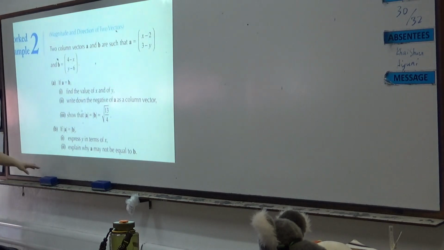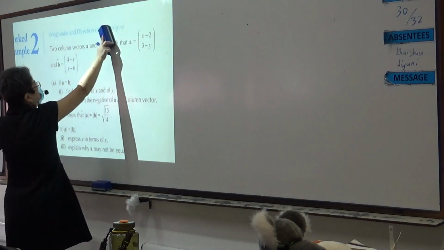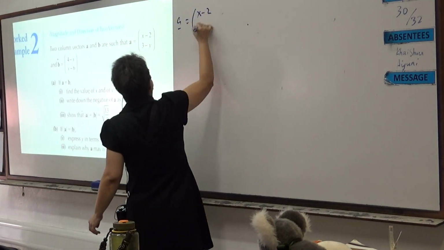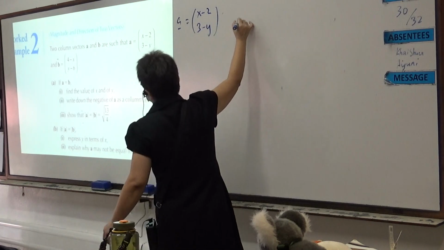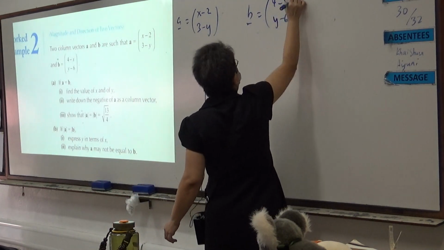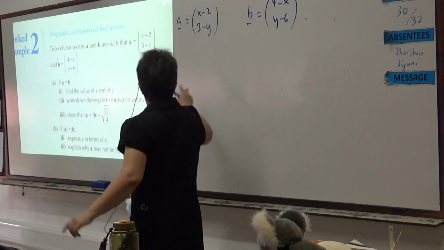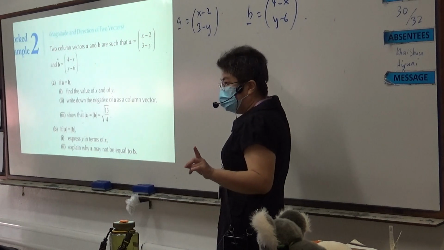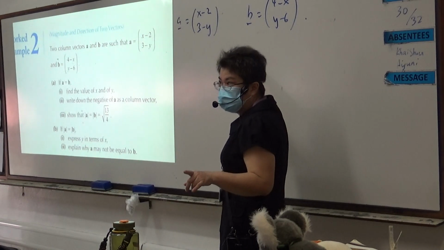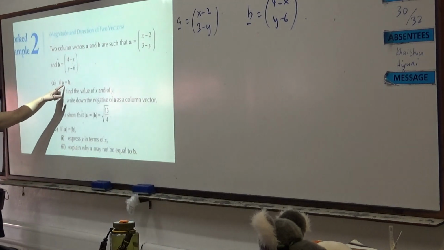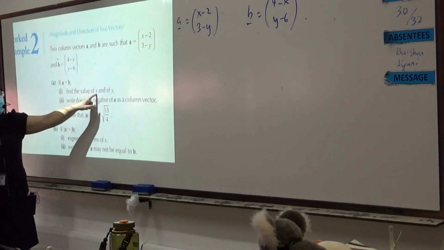Two column vectors A and B are such that A is (x minus 2, 3 minus y), and B is (4 minus x, y minus 6). Now, can you see I always remember to put my brackets? Understand? You must remember to put the brackets because it's a vector. Okay? Now, the question says, if A is equal to B, find the value of x and y.